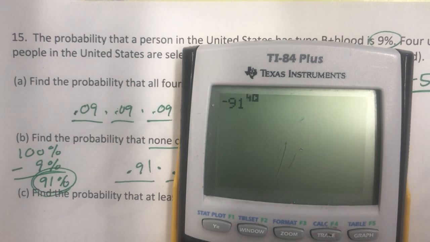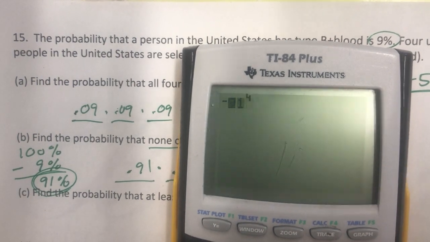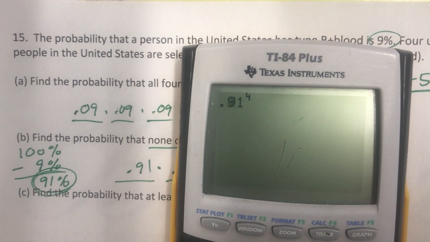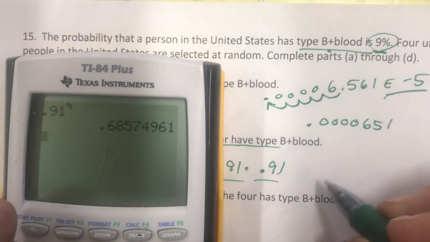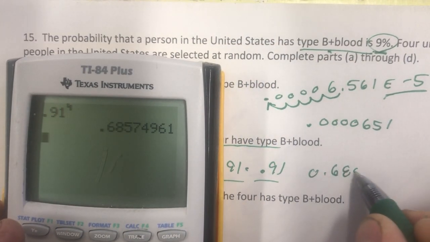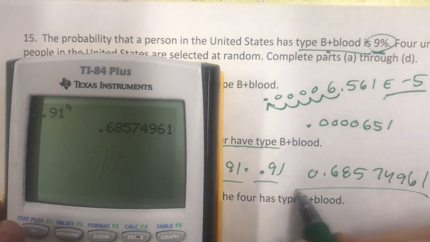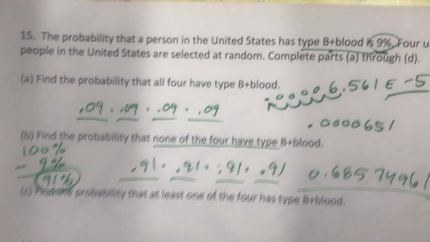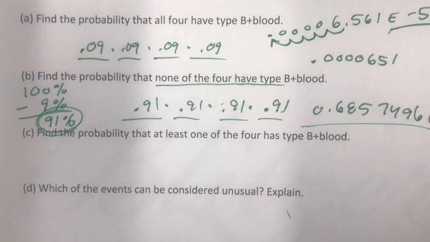0.91 to the 4th power. Oop, I hit negative. There we go. And there you go. 0.68574961, and you round it to however it says. Okay.